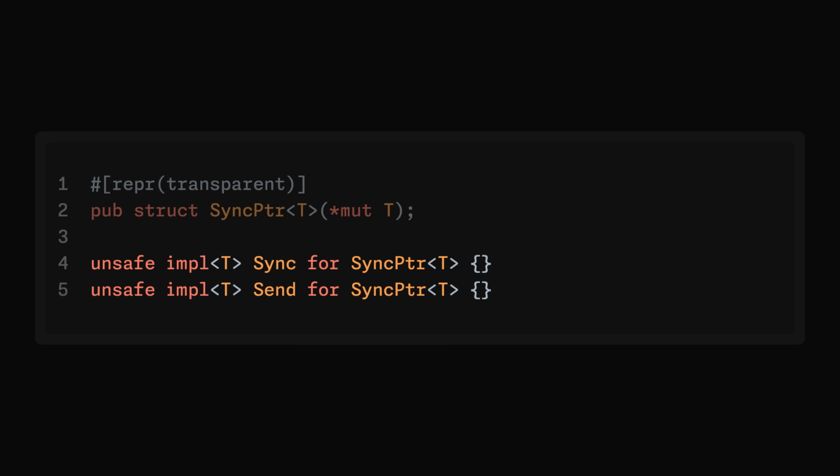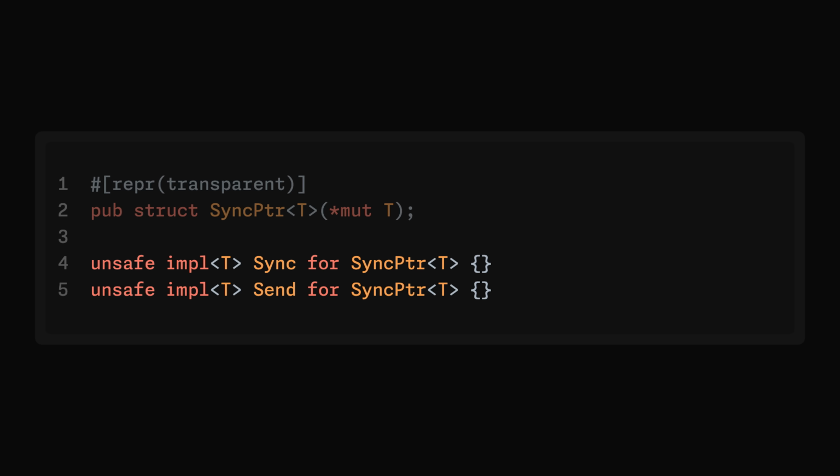So Polars overrides that decision by manually implementing the Send and Sync traits on SyncPointer. Implementing these traits is unsafe because the compiler can't verify the type is thread safe. It has to trust your promise. This override now allows raw pointers to be sent and shared across threads.